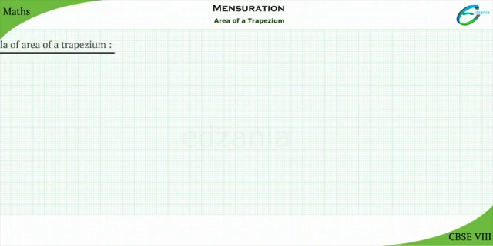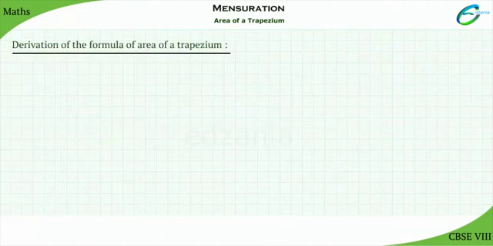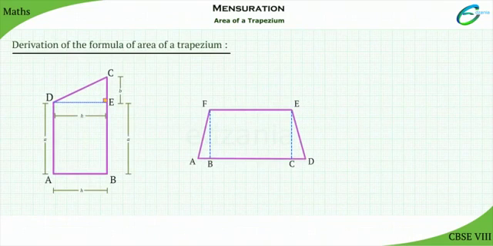Derivation of the formula of area of trapezium. When we have to find the area of a trapezium, do we have to follow the same procedure each time? No. As we have formulas to find the areas of rectangles, square, triangles, and other shapes, we have formula to find the area of a trapezium. Let us derive that formula.